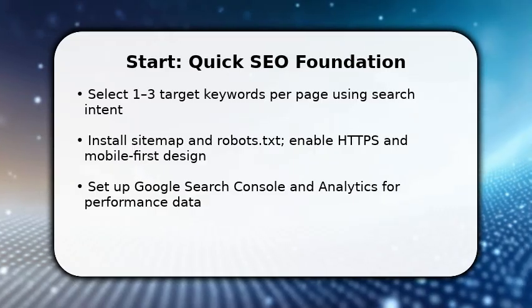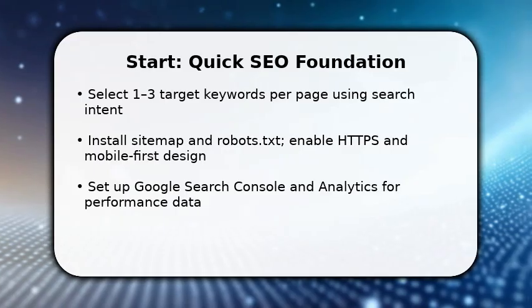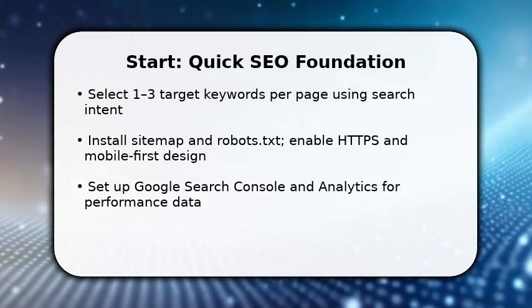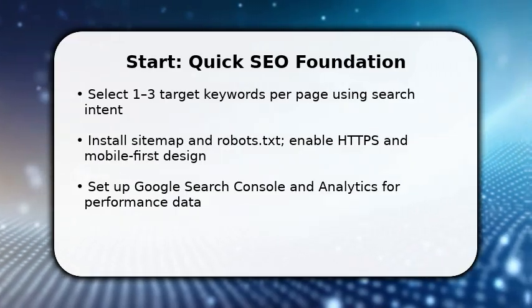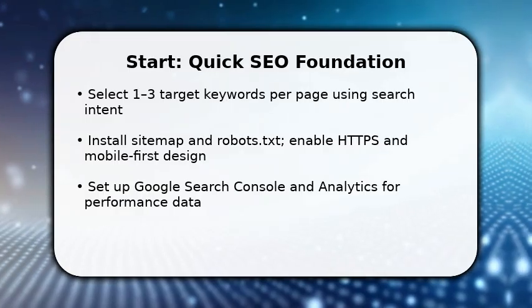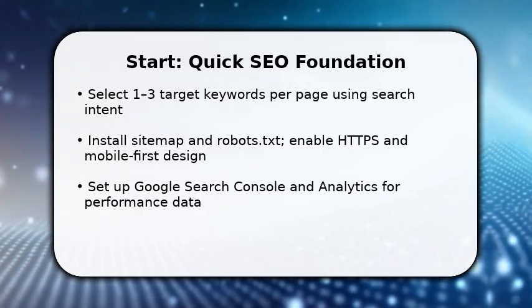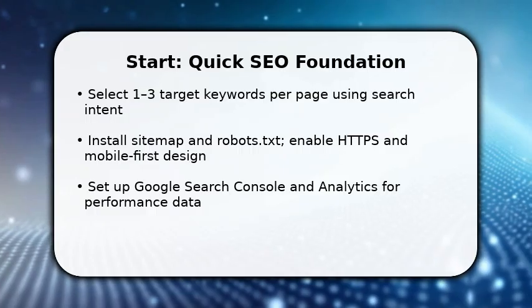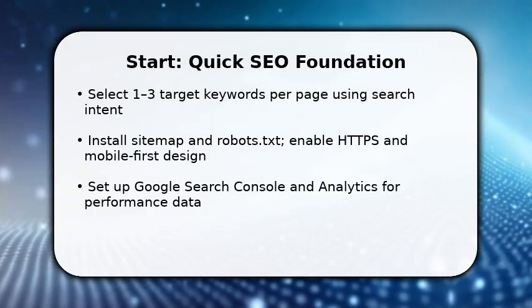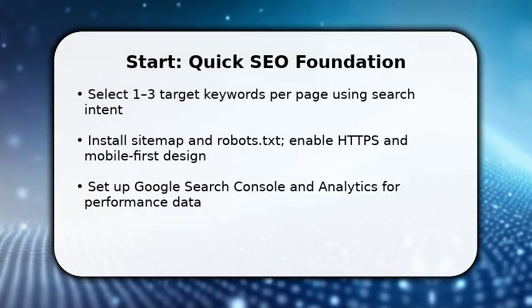You begin by picking 1-3 target keywords per page that match user intent. This grounds every decision. Once chosen, make sure the site uses HTTPS, has a sitemap and robots.txt, and is mobile first so crawlers and users can access content reliably.